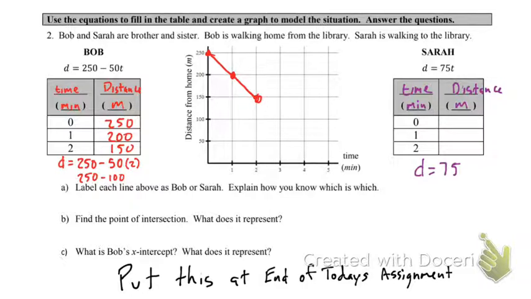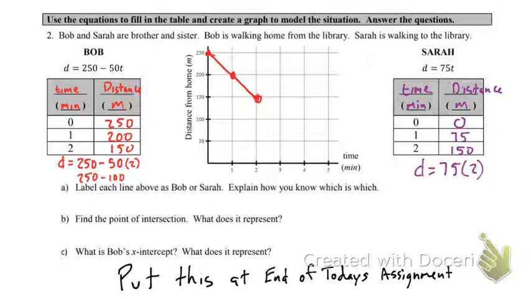But instead of T, we're plugging in time. So in this case, we're going to plug in 0 here. 75 times 0 is 0. Now let's plug in 1. 75 times 1 is 75. Let's plug in 2. 75 times 2 is 150.